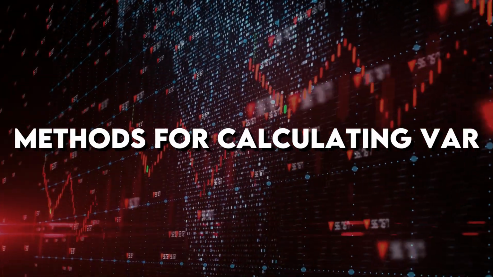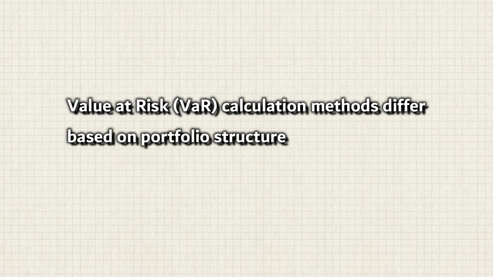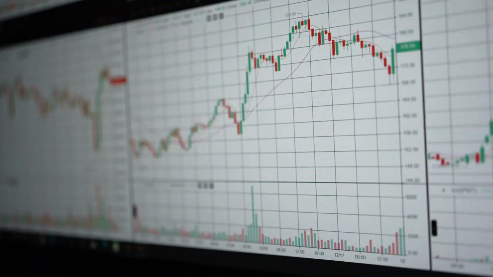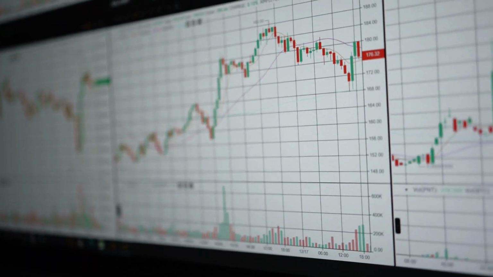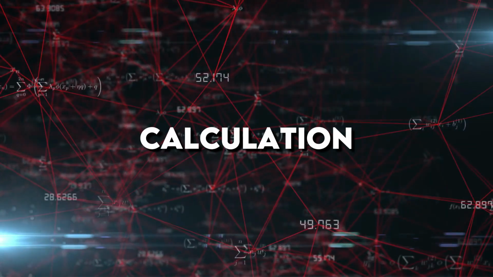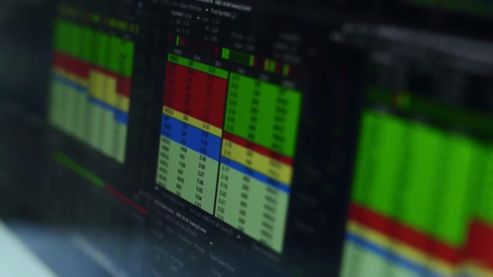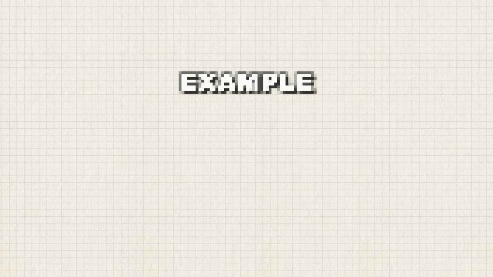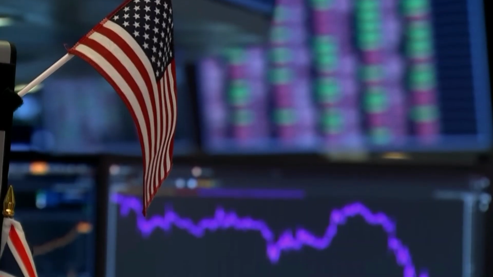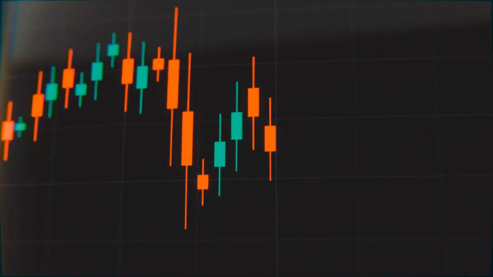Methods for calculating VAR. Value at risk, VAR, calculation methods differ based on portfolio structure, data, and precision requirements. Historical simulation. This approach uses past returns data to simulate potential losses, assuming that historical patterns could reoccur. Calculation. Sort past portfolio returns and identify the loss threshold at a chosen confidence level. Example, the 5th percentile for a 95% level. Pros and cons. It doesn't assume a normal distribution, but relies heavily on historical patterns which may not repeat.